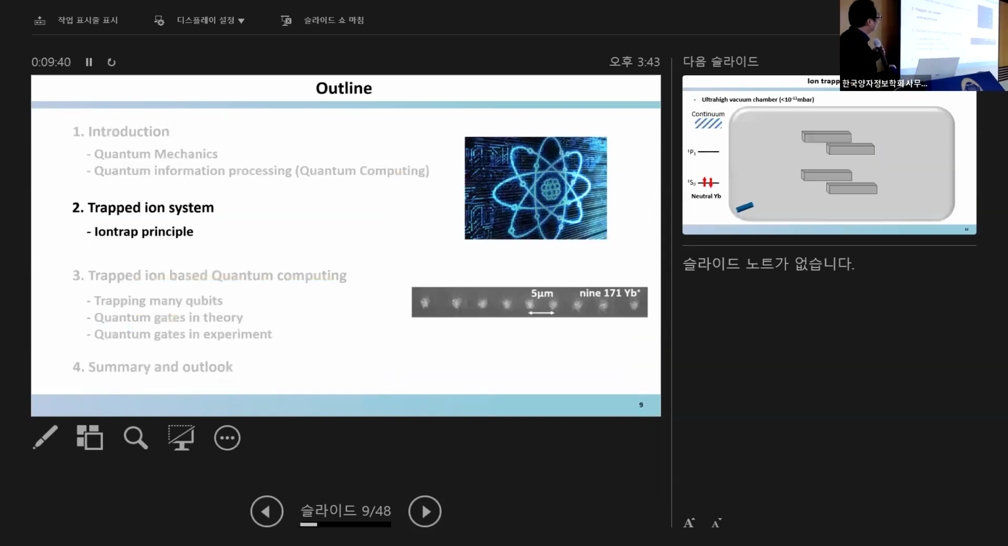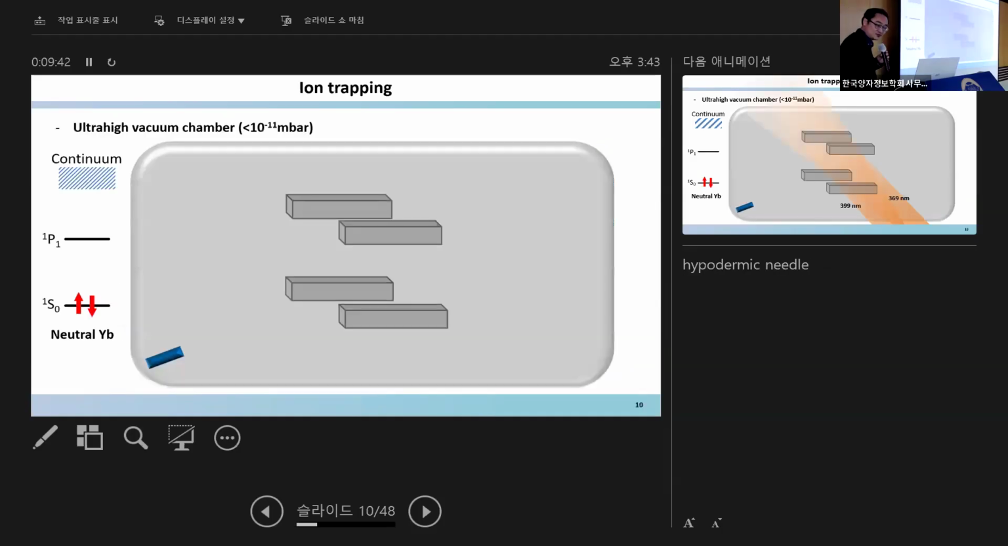Okay, so I'll talk about the ion trap system. Let me introduce the ion trap system here. So we need the ultra-high vacuum chamber. We bake for weeks and weeks, so we bring the pressure down to below the reading of the gauge. And then we use ytterbium as our atomic species, and it's neutral. And you basically shine the light to where we want to trap. And then we have a neutral atom.